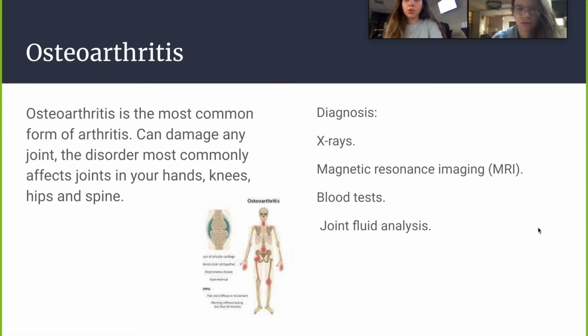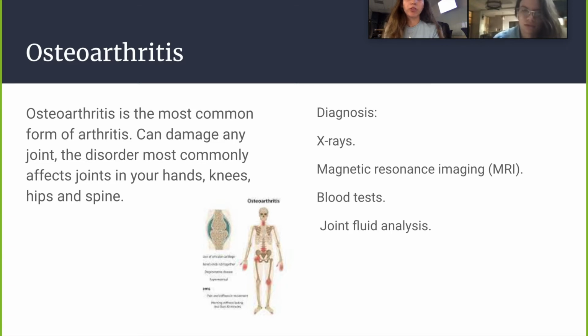Osteoarthritis is the most common form of arthritis and can damage any joint. The disorder most commonly affects joints in your hands, knees, hips, and spine. The diagnosis can come through X-rays. X-rays don't show cartilage on the image, but cartilage loss is revealed by narrowing of the space between the bones in your joint. An X-ray can also show bone spurs around a joint.